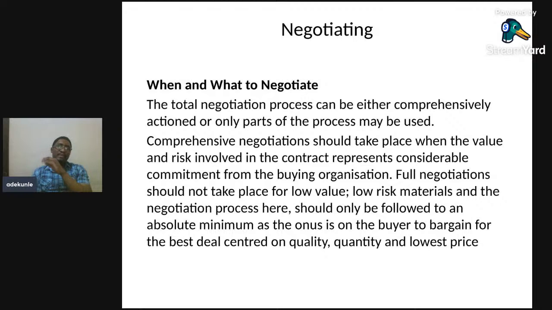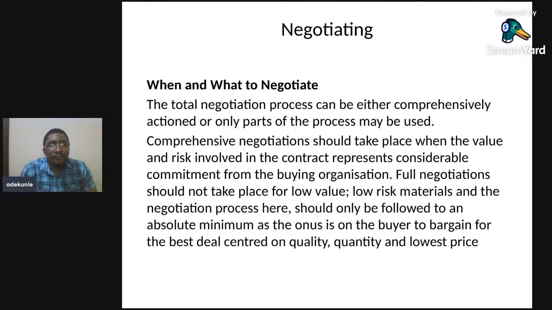The total negotiation process can be either comprehensively used or only part of the process may be used. Comprehensive negotiation should take place when the value and risk involved in the contract represent considerable commitment from the buying organization. Full negotiation should not take place for low value, low risk material, and the negotiation process here should only be followed to an absolute minimum, as the onus is on the buyer to bargain for the best deal centered on quality, on quantity, and at the lowest price possible.